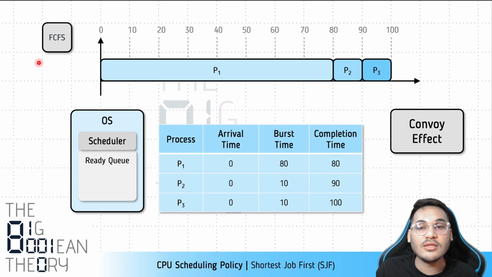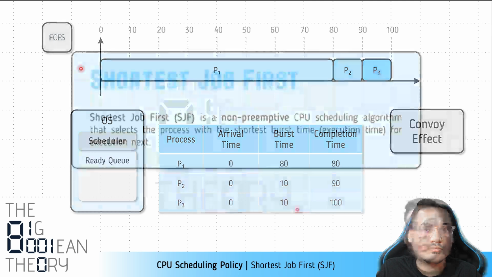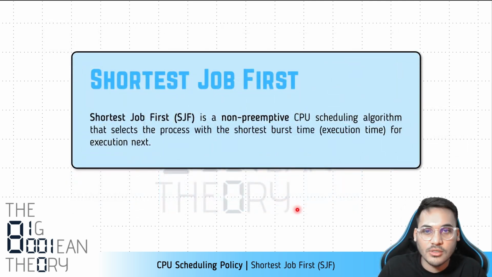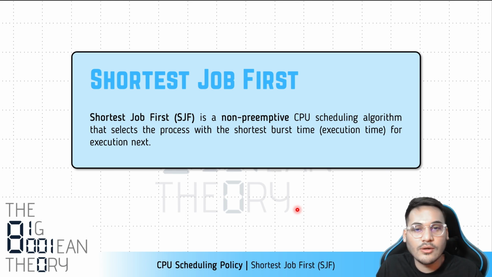Now let us see whether we can solve this problem with an alternative scheduling approach, that is shortest job first. So let us start with the definition of shortest job first. How does it work? Shortest job first is basically a non-preemptive CPU scheduling algorithm that selects the process with the shortest burst time or execution time for execution next, right? Very simple.